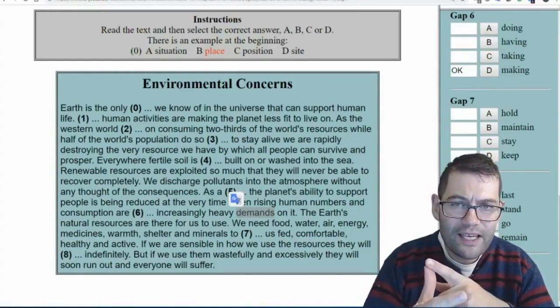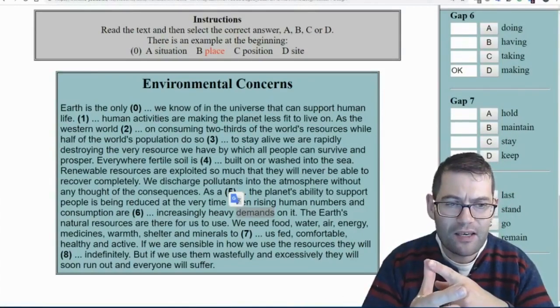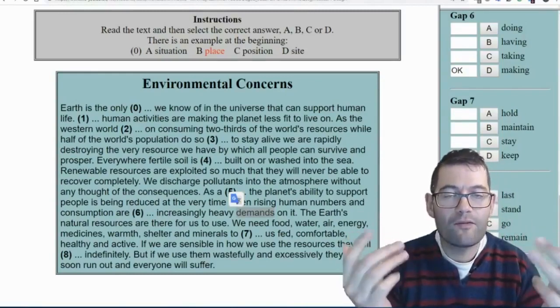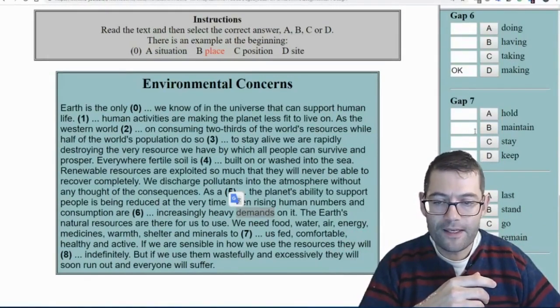Maintain us fed, maintain us comfortable, maintain us healthy. Once again, a bit of a stinker. Keep us fed, keep us comfortable, keep us healthy and active. Yes, of course. And that's why the answer is D.